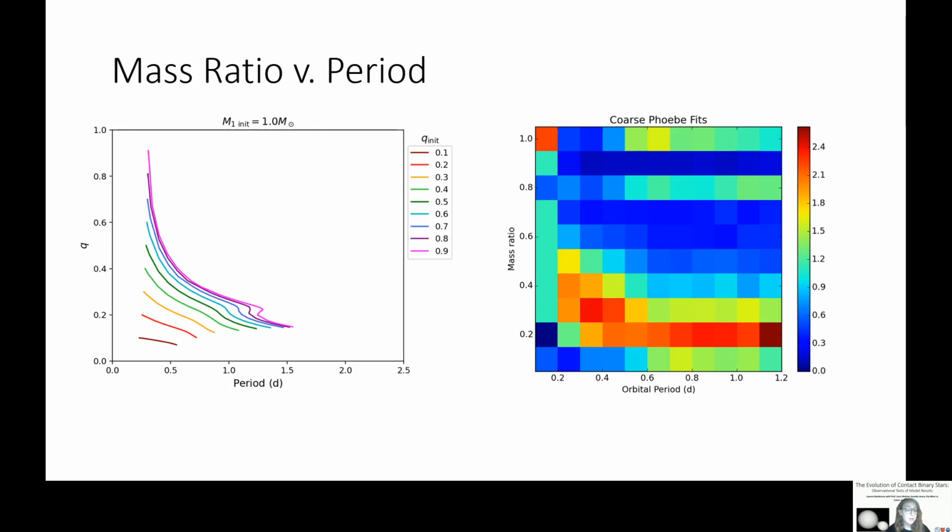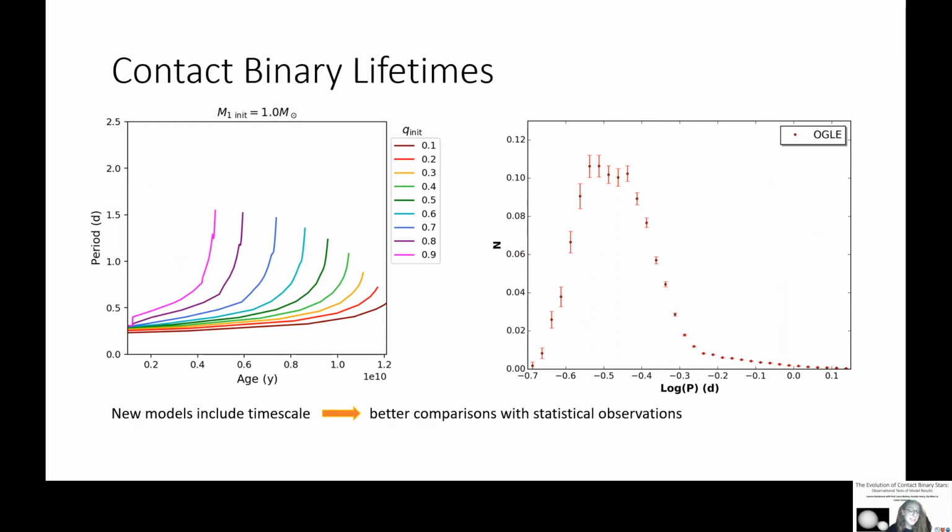As you can see, our model results are similar to the observations from OGLE in that mass ratio decreases with longer periods. Knowing timescales of evolution is new with these calculations. This allows us to directly compare our calculated timescales with histograms from the OGLE dataset. The graph on the left shows age on the x-axis ranging from 0 to 12 billion years and period from 0 to 2.5 days on the y-axis.